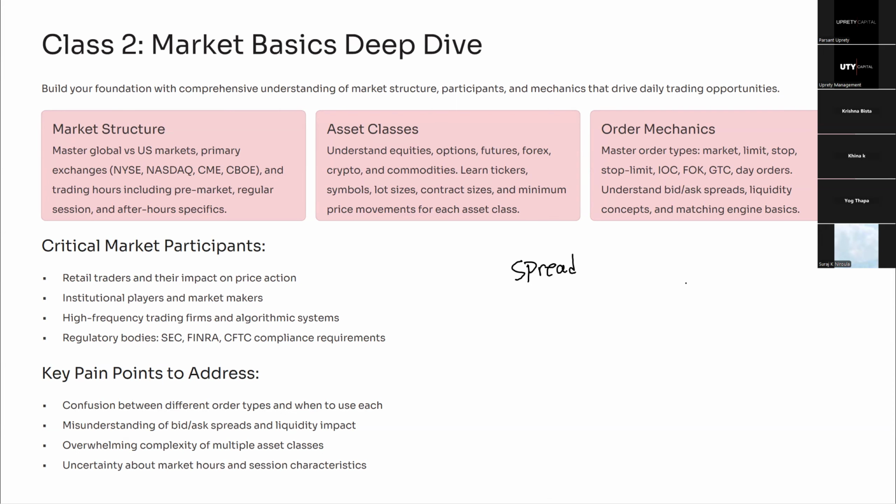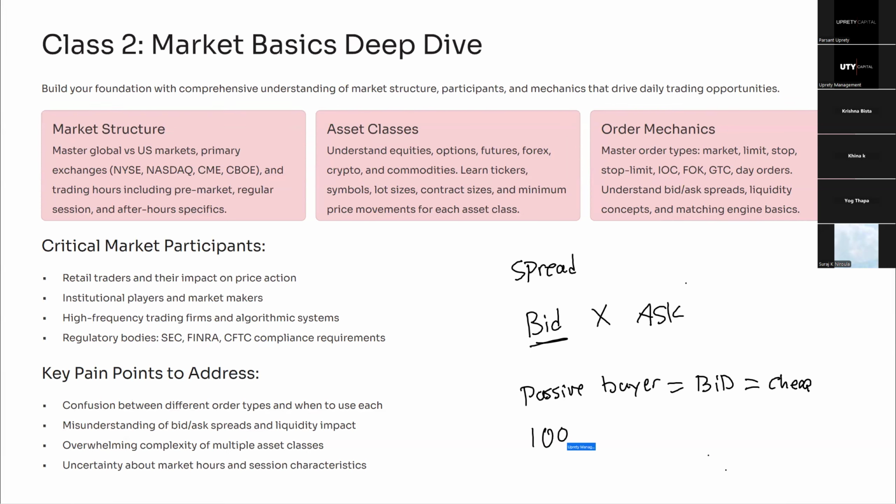A spread is the difference between your bid and your ask. Remember, a passive buyer wants to pay less, meaning that the bid is cheap. Because if you're buying something, you always want to buy it for cheap. So if you're buying at the bid, it means that you're trying to place a buy order for much less than what the market order is. For example, if a stock's at $100, your bid price might be 99.90.